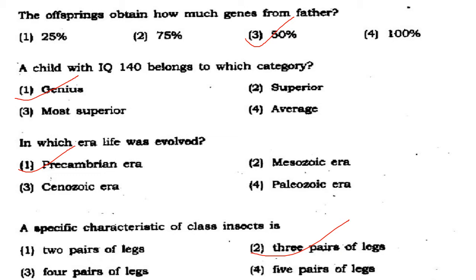In which era was life evolved? Option 1 Precambrian era, 2 Mesozoic era, 3 Cenozoic era, and 4 Paleozoic era. Option 1, Precambrian era. Next question.